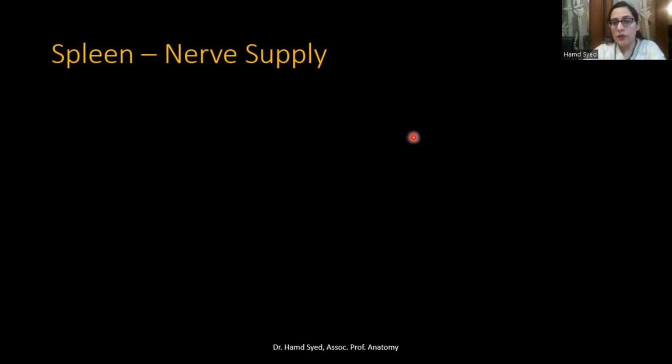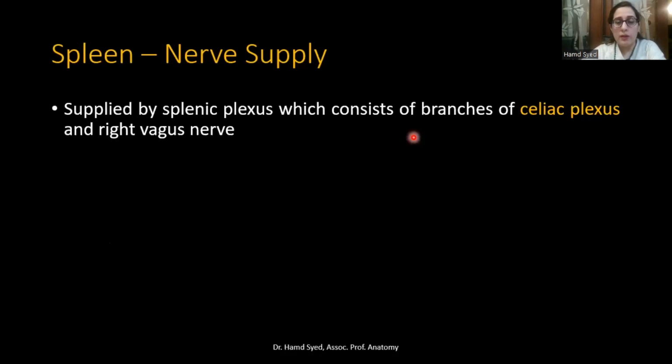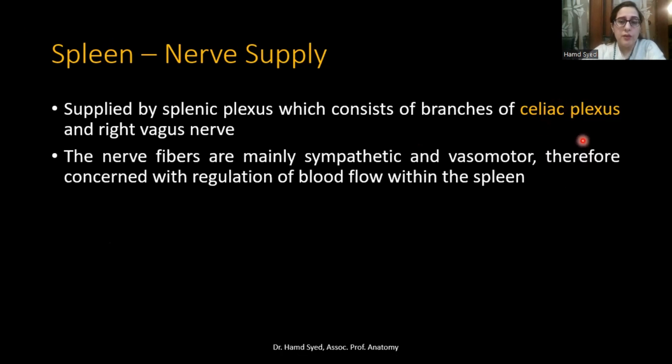Now, what about the nerve supply of the spleen? Well, the spleen is supplied by the splenic plexus, which consists of branches of the celiac plexus as well as the right vagus nerve. And these nerve fibers, remember, are mainly sympathetic and vasomotor, so they are involved with regulation of blood flow within the spleen.